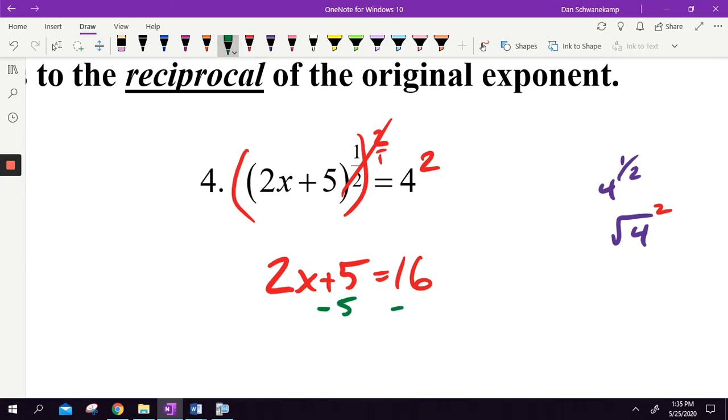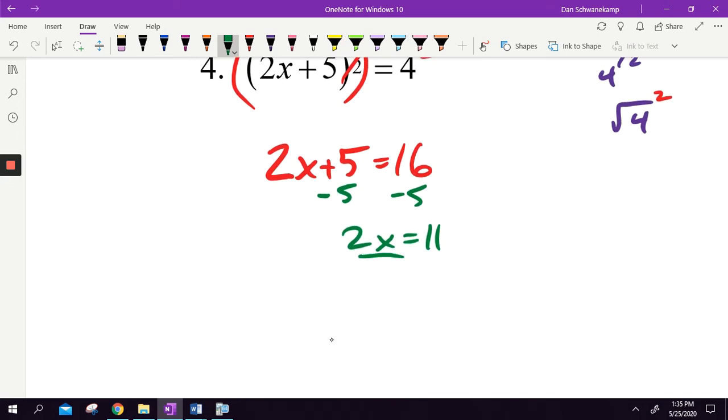4 squared is 16. Then I'm getting rid of piece by piece. Next thing I'm getting rid of is the 5. And then I would get rid of the 2. 11/2 is perfectly fine, or you could write that as, what is that? 5.5? Yeah, 5.5.